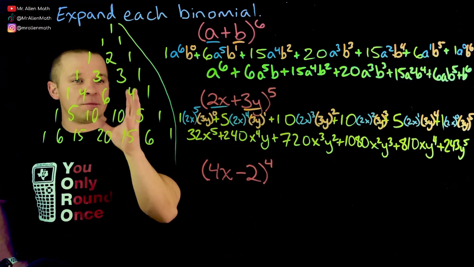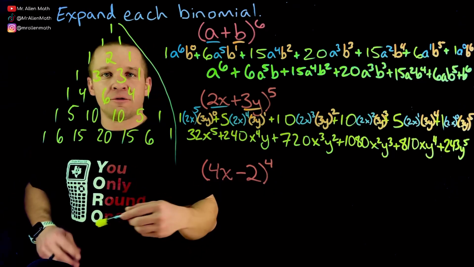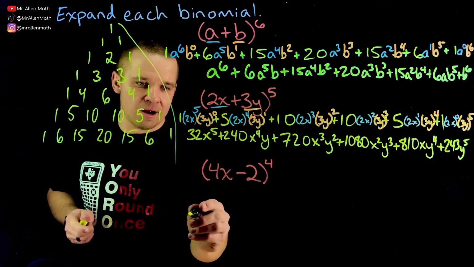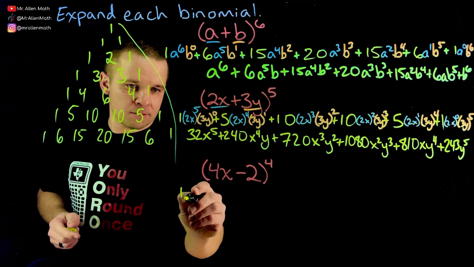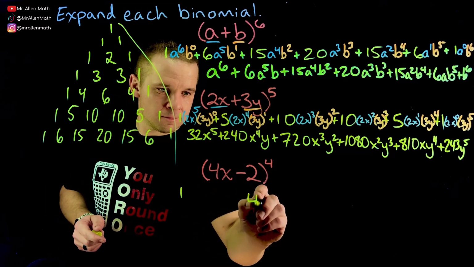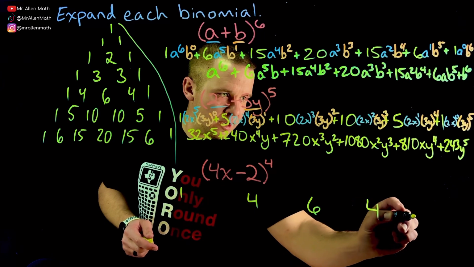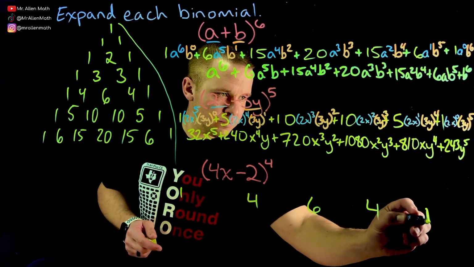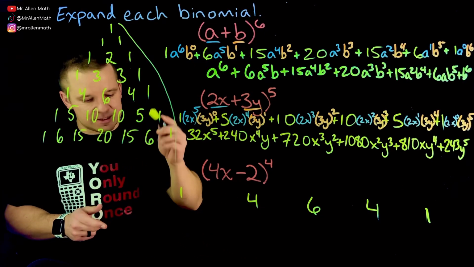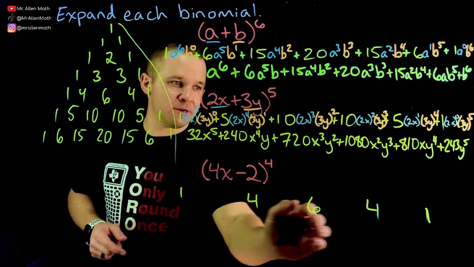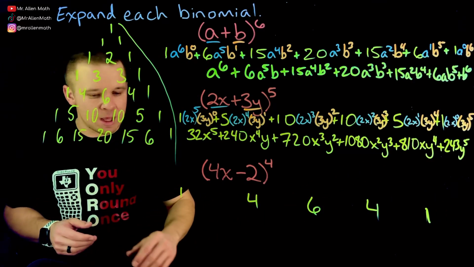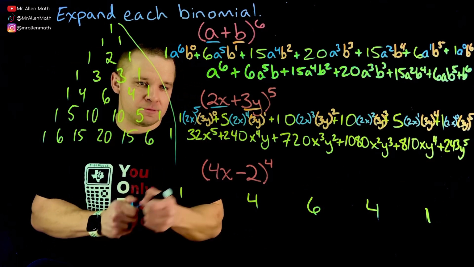Anyways, let's do it. So first off, 4. So I'm going to be dealing with this line right here. I've got 1, 4, 6, 4, and 1. Next up, I feel like I always give myself too much space here, and then I run out of room over here. Whatever. Blue first.